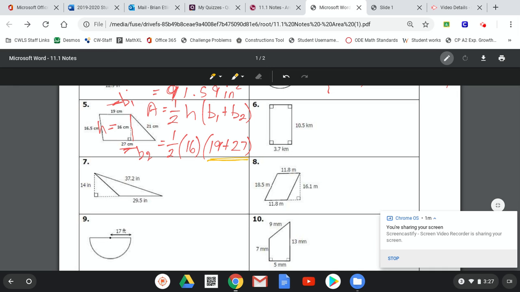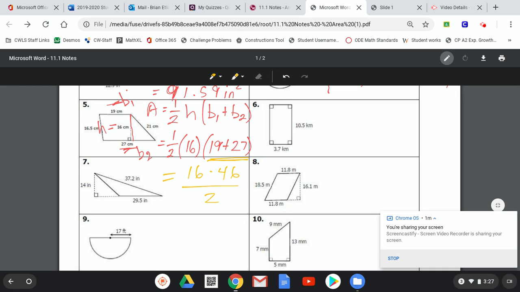Adding that up, doing the 19 plus 27 in our calculator, all right? And when we do that, we should get 46. So basically, we're saying 16 times 46 divided by 2. Because remember, if we're multiplying by 1/2, we're dividing by 2. It's all the same thing, okay?